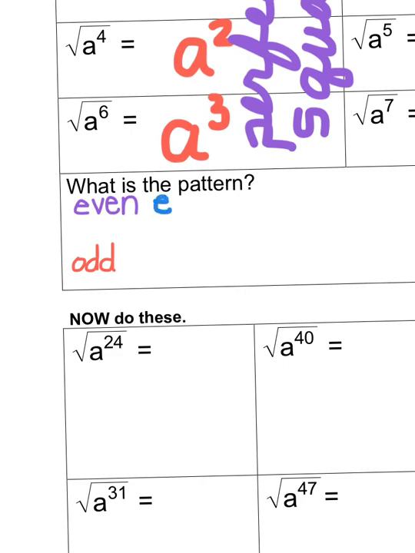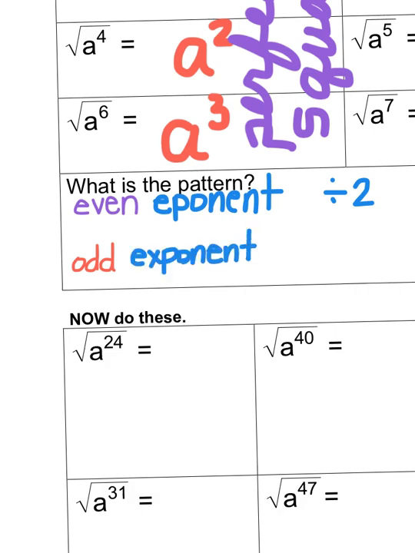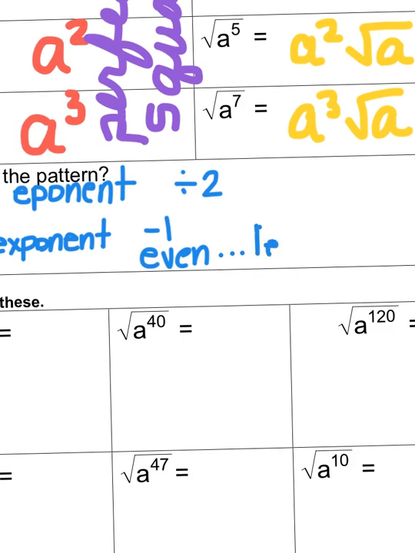If you have an even exponent under the radical, you will simply divide by 2 to find the perfect square. However, when you have an odd exponent, you'll subtract 1 from the exponent to make it even. But then that means that you will be left with the square root of a in your answer because it's not a perfect square. Let's try some examples.